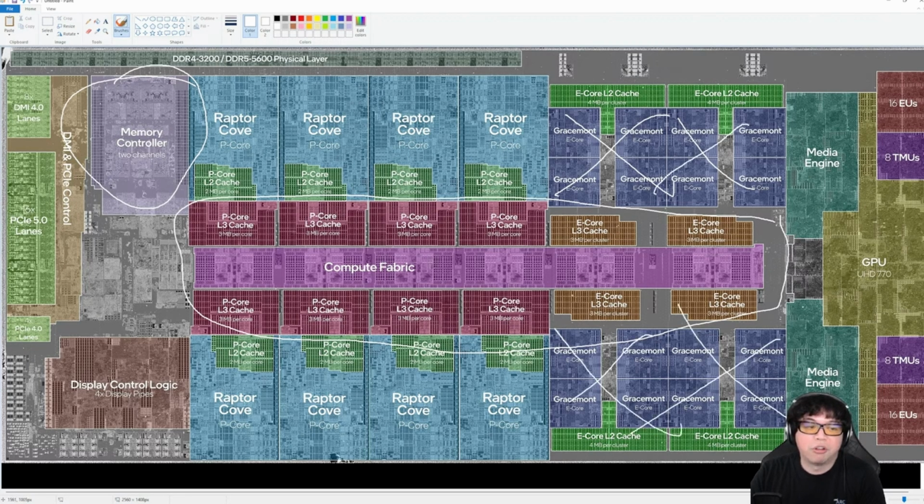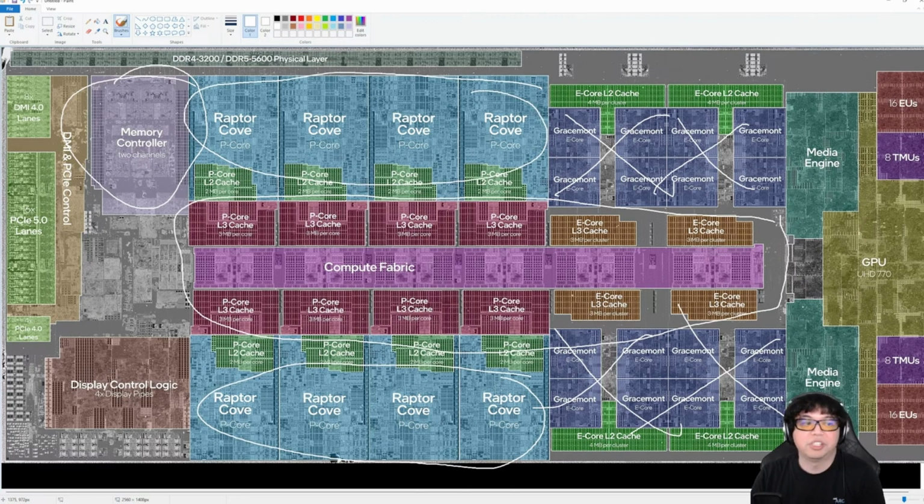They shut down all their E-cores in the BIOS. They basically go into the BIOS and disable all of the Gracemont E-cores so that they only have their 8 P-cores. They effectively turn their i9 into an 11th gen i9. But that's basically what they do.